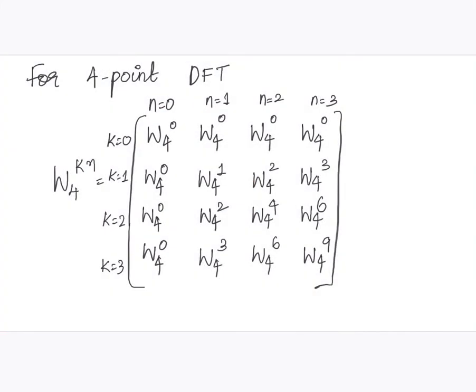Now if you want to find out for 4-point DFT, the same can be considered. The Twiddle factor can be considered for 4-point DFT. So again considering k equal to 0, 1, 2, 3 and n equal to 0 to 3, the general expression can be written like this. So k into 0, 0, k into 1, 1, k into 2, 2, k into 3, 3. Similarly, this is how the expression will be.